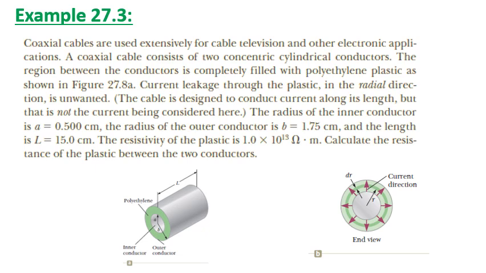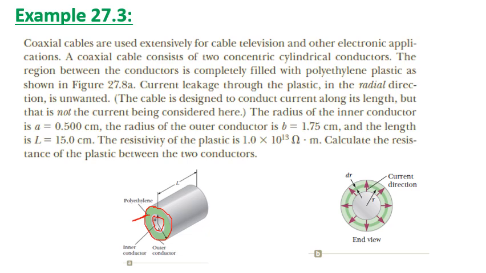Now this is one conductor and this is another conductor, and this region is completely filled with polythene plastic as shown in the figure. This current leakage through the plastic in the radial direction is unwanted. The cable is designed to conduct current along its length, but that is not the current being considered here.